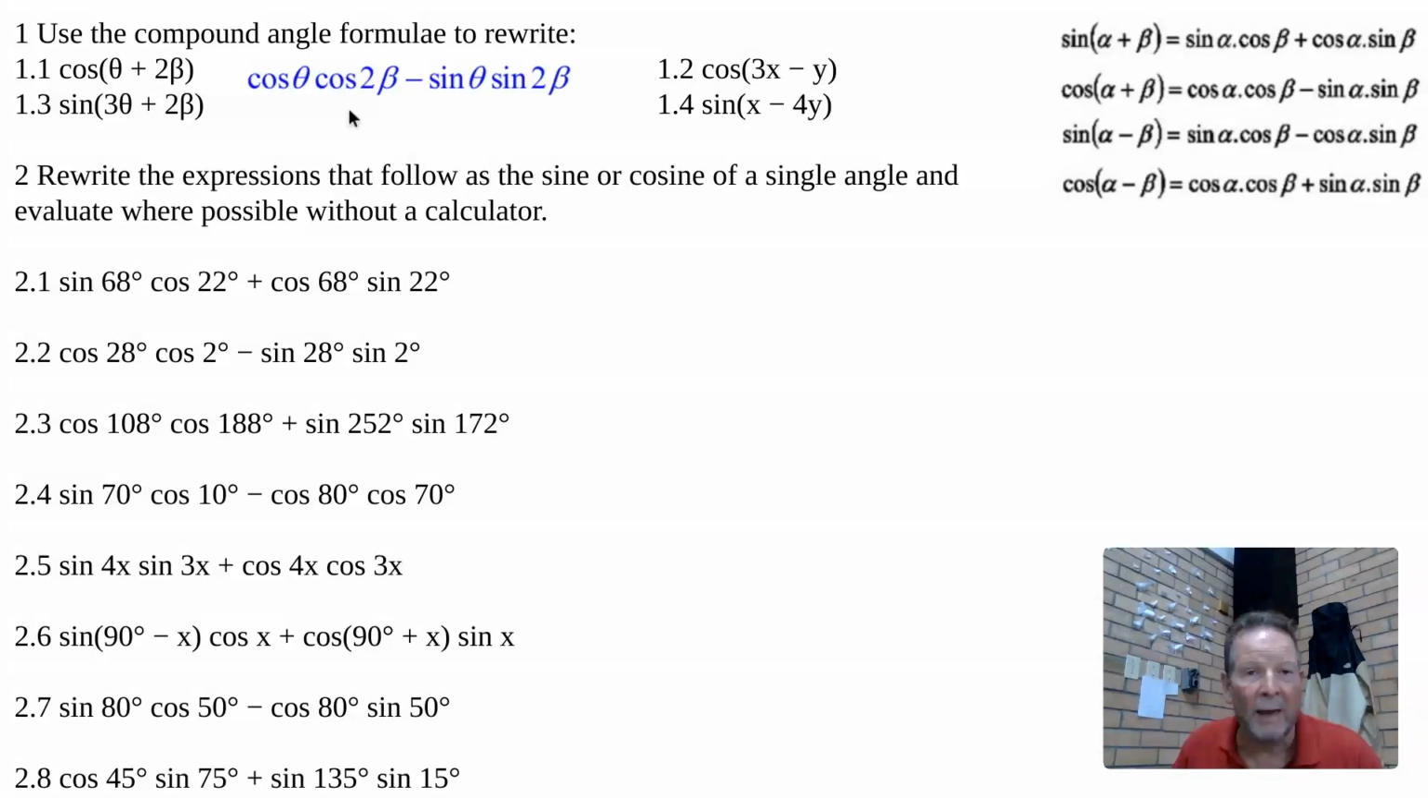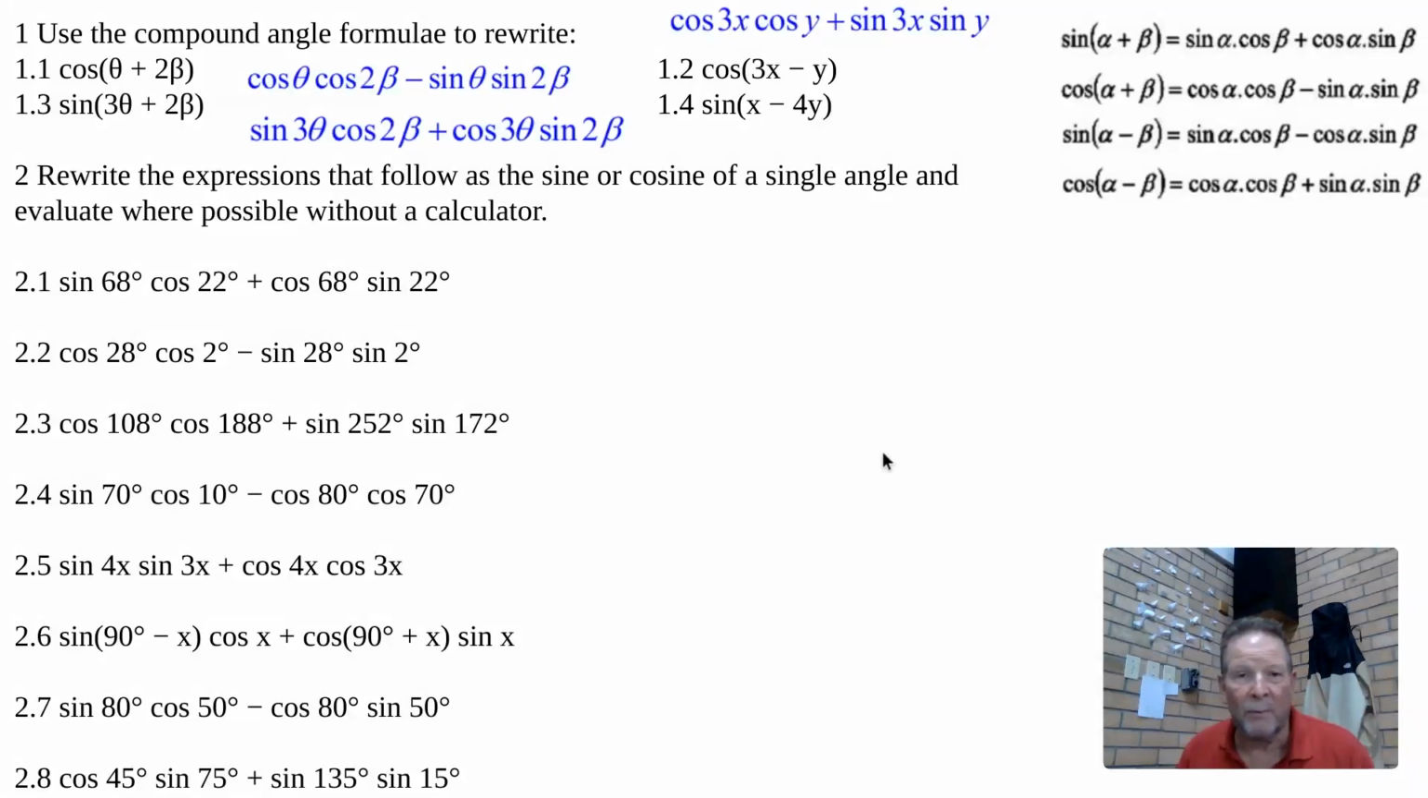Now, instead of A and B or alpha and beta, I put in theta and 2 beta. That's all it is. You just go to the formula and write it in. See, this minus changes to a plus, but instead of A and B, it's 3x and y. So that's all these ones are about. You should try them yourself and then check to see if you've got it.